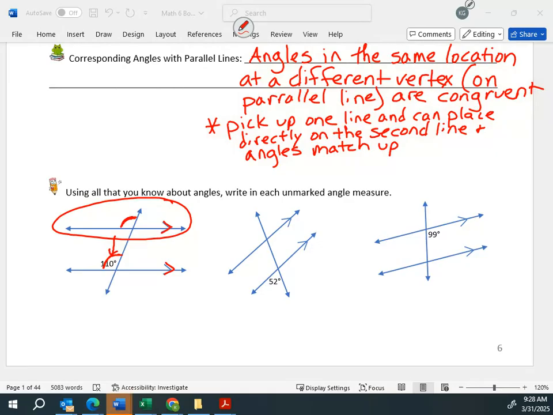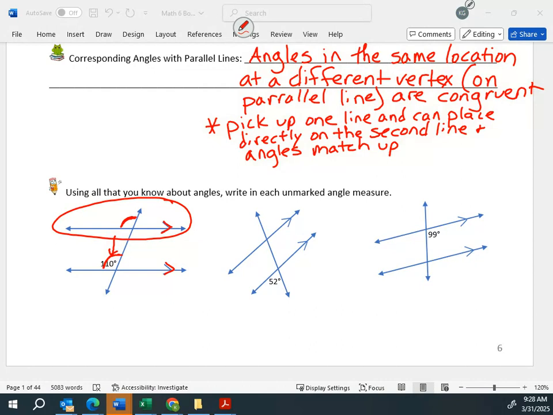Then I can use my rules for the vertical angles and the supplementary angles to fill in all the other angle measurements. But knowing that it is corresponding angles means I can take the top line and place it directly on the bottom line and they match up exactly. They are all congruent.